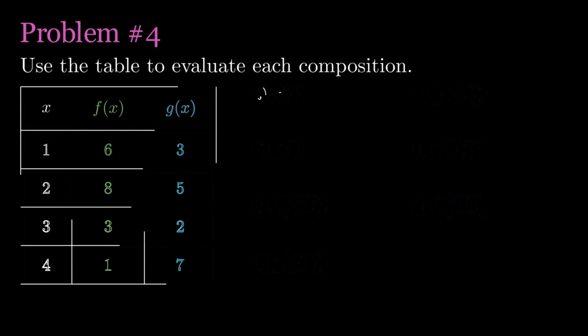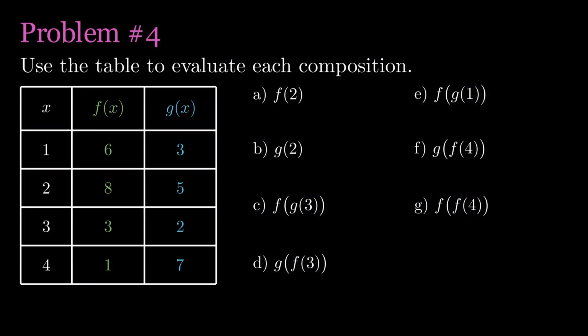Hello, we are in Chapter 7, Section 7.1, Composing Functions. In this video, we are going to go over problem number 4, in which we are to evaluate compositions using a table of values for two functions, f and g. Some of the parts, as you can see, are only about evaluating one function, while the other ones are about evaluating compositions. So we start with f of 2 in part A.